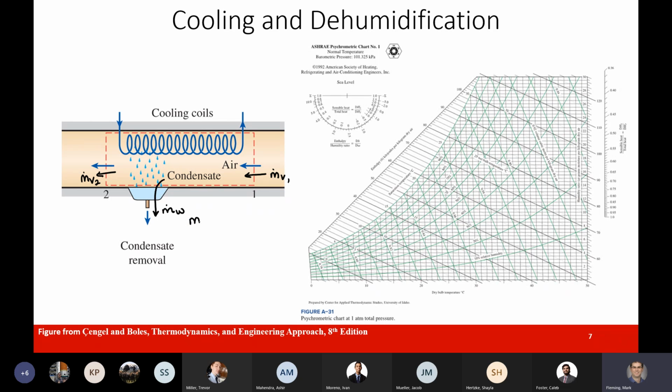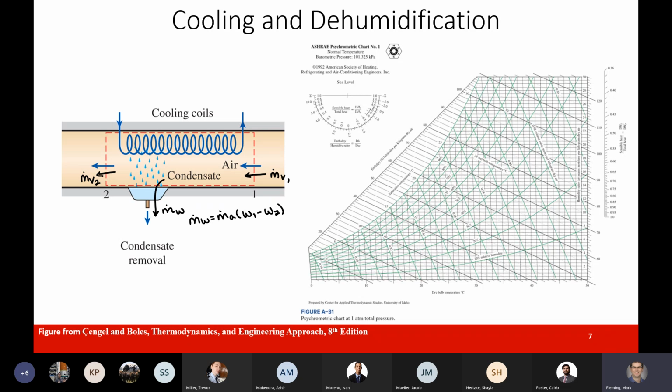Now what we'll eventually be able to show is that the mass flow rate of this liquid water is the mass flow rate of the dry air times the humidity ratio difference. We'll show that here on the next slide, but we'll be able to do some psychrometric relations to take a look at how much water we would have condensed in our process.